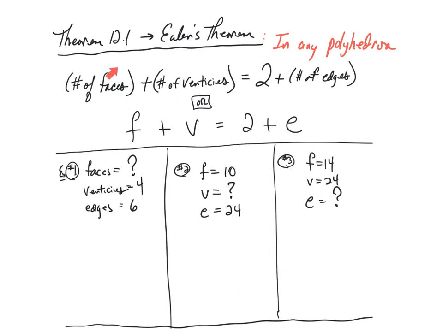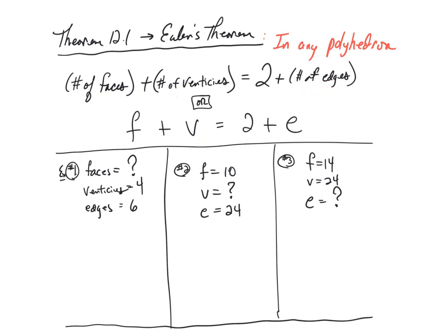So the number of faces that a polyhedron has plus the number of vertices that a polyhedron has is always going to be equal to 2 plus the number of edges. Or if you'd rather abbreviate it, I kind of like the abbreviated form. F plus V is always equal to 2 plus E. F for faces, V for vertices, E for edges.